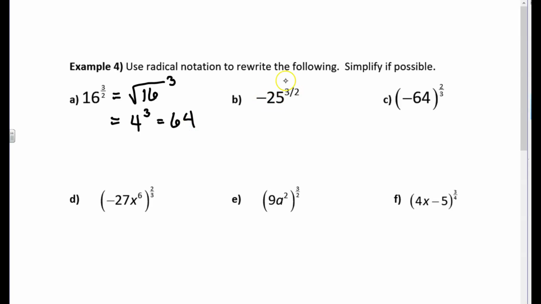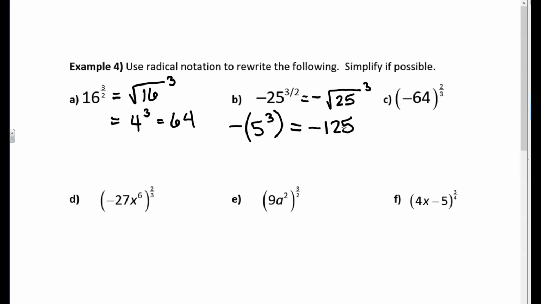So here I've got a negative. This is not in parentheses, so my negative just sits out front. My denominator here is 2, so it's going to be a square root of 25. My numerator is 3, so square root of 25 cubed. I get negative. The square root of 25 is 5. I'm then going to cube it. I'm really going to keep that in parentheses so I don't mess up the negative here. 5 cubed is 125, so I get negative 125.